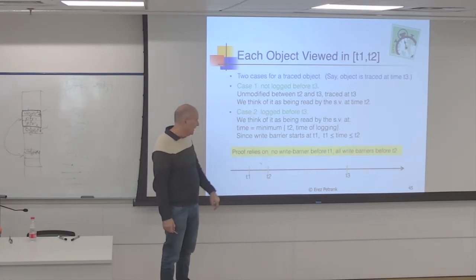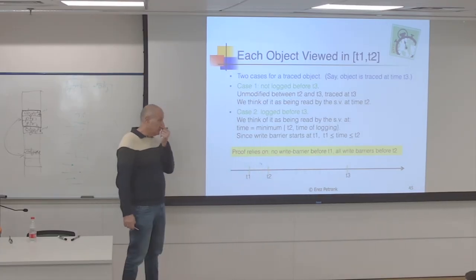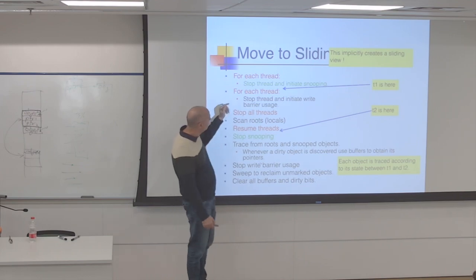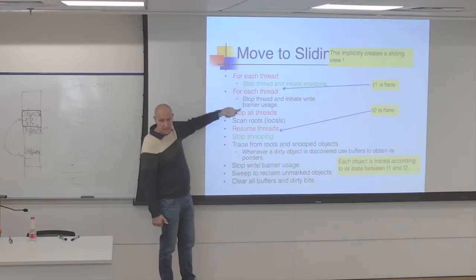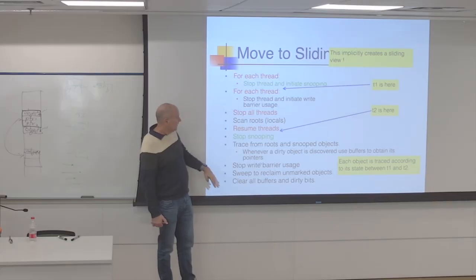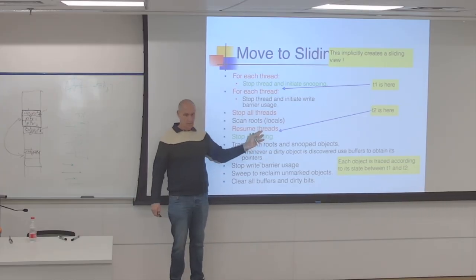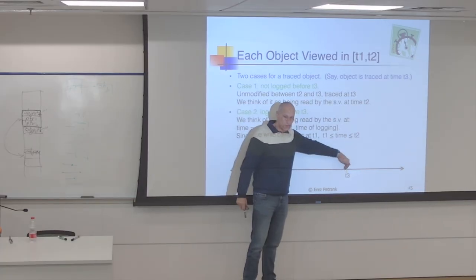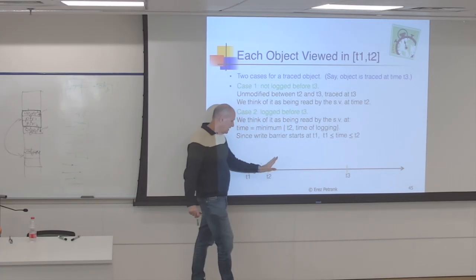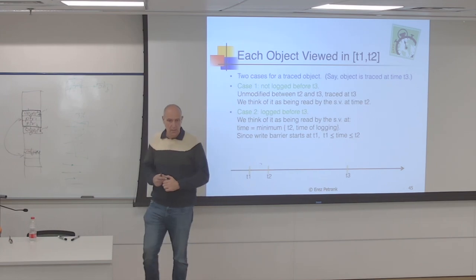So the proof relies on no write barrier before T1, and everybody using the write barrier after T2. If we go back here, you see that I said T1 is here, and after that, the threads start running the write barrier. So no one is using the write barrier before T1, and everybody is using the write barrier before we reach T2. So what I know is that whatever I read, whenever I read it, whether from the heap or from the buffers, it matches the view of this object at some point between T1 and T2.